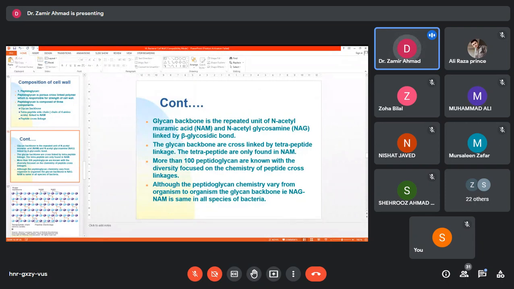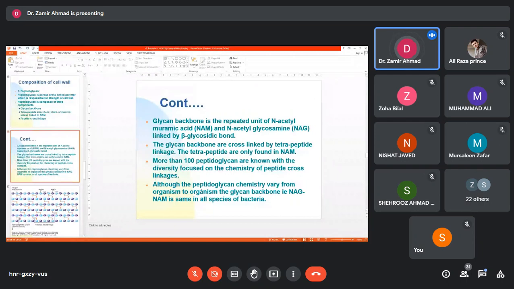As you know, these monosaccharides or carbohydrate derivatives are always connected by glycosidic linkages, and here the bonds formed are beta glycosidic linkages. The glycan backbones are cross-linked by the tetrapeptide, and the tetrapeptide is only found on the NAM, or N-acetyl muramic acid. More than 100 peptidoglycans are known, with the diversity focused on the chemistry of the peptide cross linkages. More than 100 different peptidoglycan molecules have been isolated.